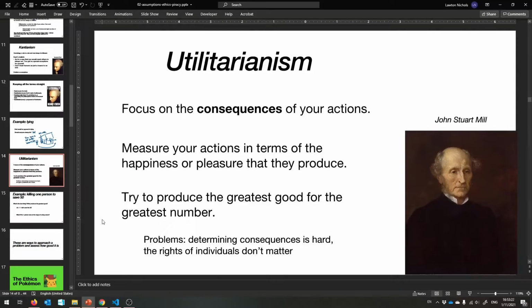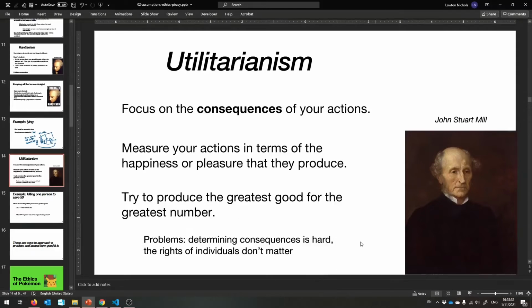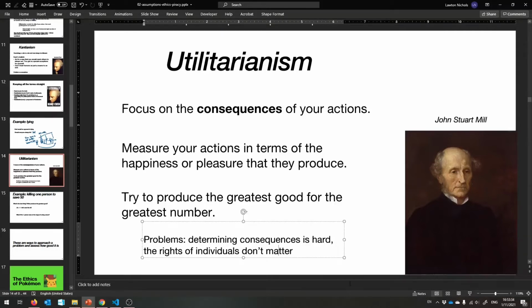And again, it breaks down because it's really hard to measure these things a lot of the time. Like, okay, how good is this going to be for everybody in the world always? That's interesting to think about. And then also, the rights of individuals don't matter at all in utilitarianism, and you might be opposed to that. So, like, if it's for the greatest good, we're going with it, even if it hurts somebody personally.